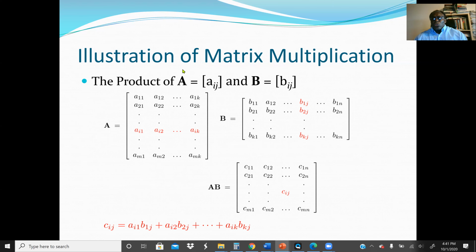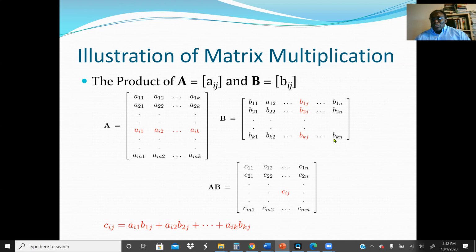So this is an illustration of the matrix multiplication. We have matrices A and B, with A going from A11 to AMK, which means we have M number of rows and K number of columns. We have a second matrix from B11 to BKN, which means we have K number of rows and N number of columns. So if I want to multiply A by B, the first thing I look at is how many columns I have. K columns for the first matrix, so I have to have K rows for the second matrix.